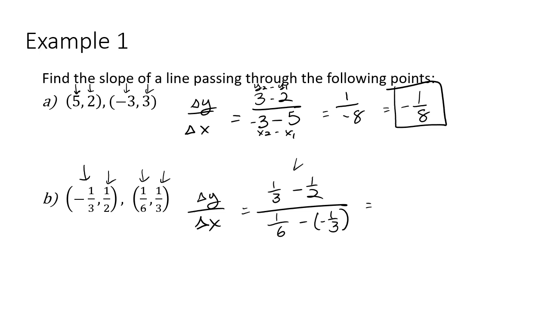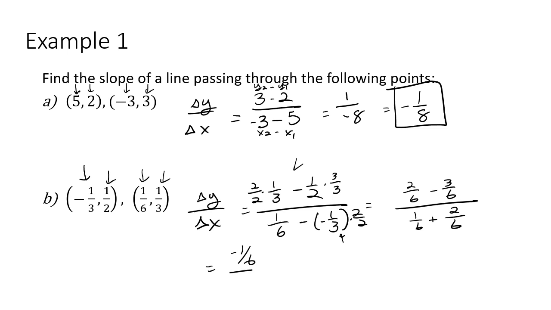So if I get a common denominator on the top, the common denominator between 2 and 3 would be 6. 1/3 would be 2/6. 1/2 would be 3/6. The common denominator on the bottom is also 6, although that changes to a plus in the middle, so be careful. So that would be 1/6 plus 2/6. So on the top we've got 2 minus 3, which would be a negative 1/6, divided by the bottom, which is 1 plus 2, or positive 3/6.